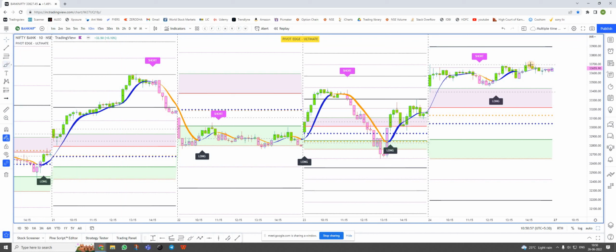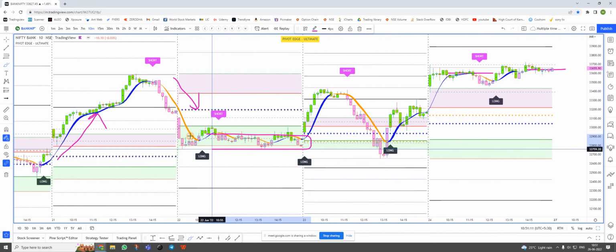What I told you earlier is this ribbon. Whenever this ribbon is flat, don't take trades. Only when the ribbon is trending up or down, then you look to take a trade. When it is flat like this, for example this zone, you avoid taking trades.